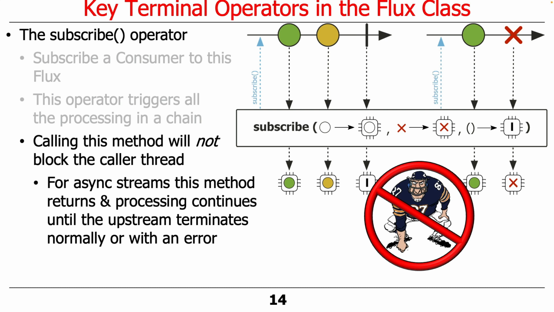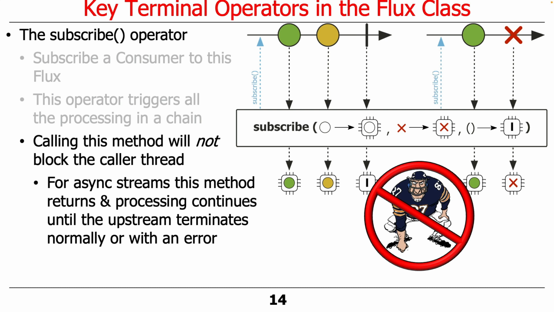Very important to note, calling this method is not guaranteed to block the calling thread, the caller thread. So it's possible, especially when you start using asynchrony that we talked about before when we talked about the async task barrier, for subscribe to return, and there's a bunch of stuff going on in the background, which is now going to be handled asynchronously in some background thread somewhere. And that's very important to note.